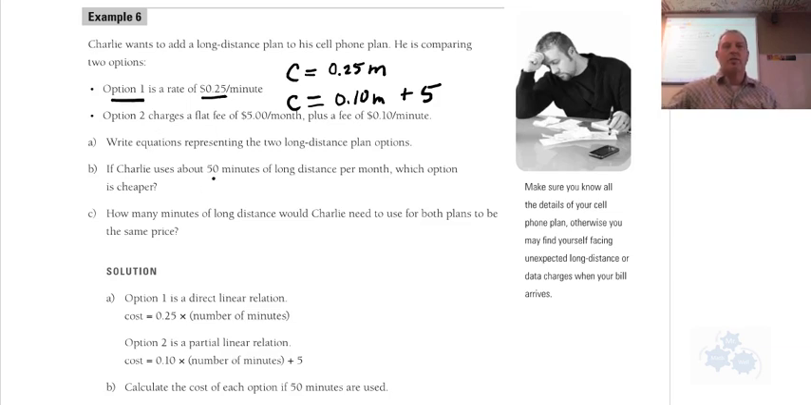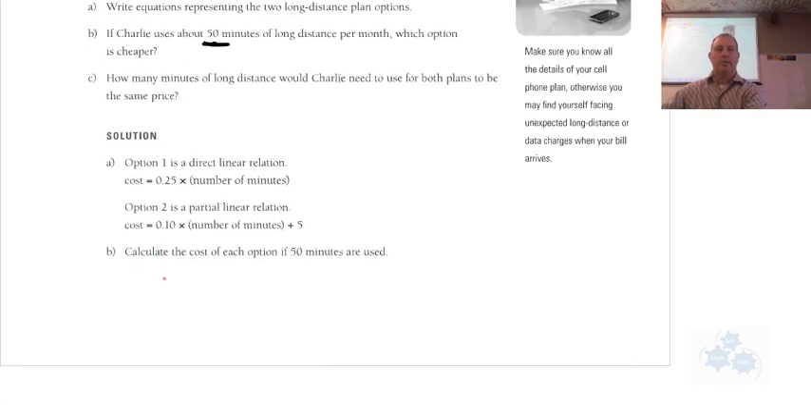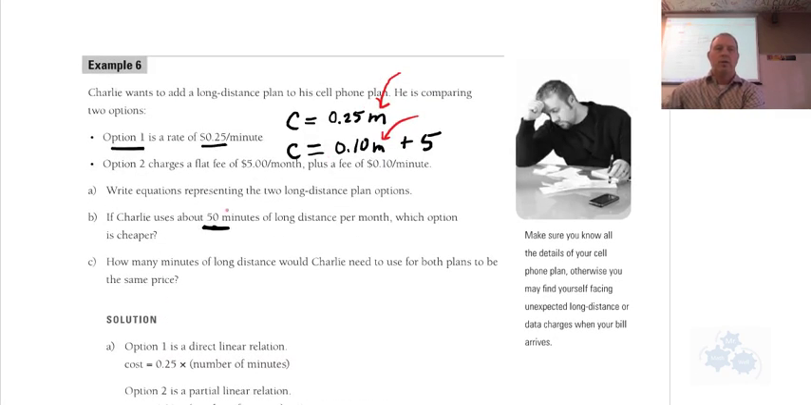If Charlie uses 50 minutes of long distance per month, which option is cheaper? So if we're given a number, yes, we can plug it right into the M for both and find out which one is cheaper, right? So for 50 minutes, the first one is going to be C equals 0.25 times 50, and the next one is going to be C equals 0.10 times 50 plus 5. So when we work that out, what's that going to be? About 12.50?